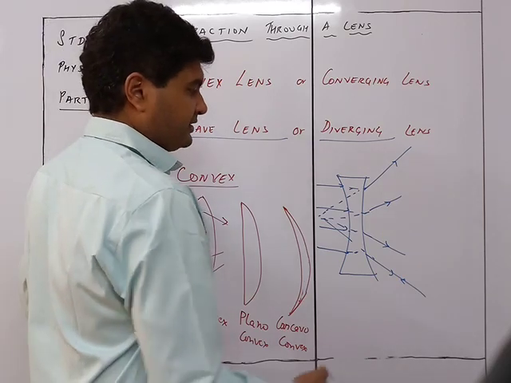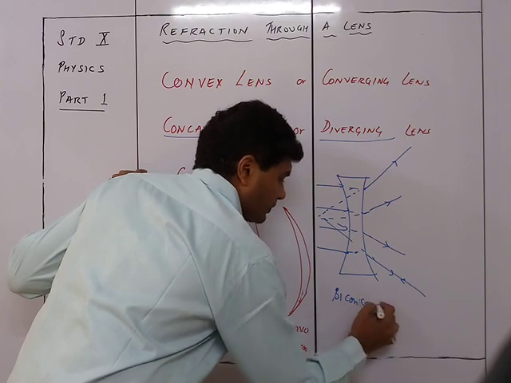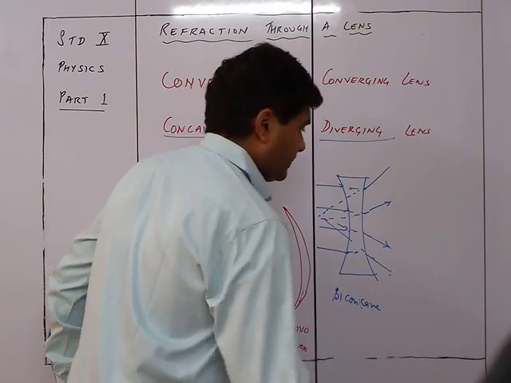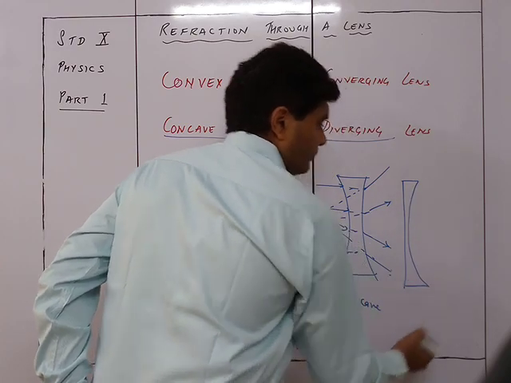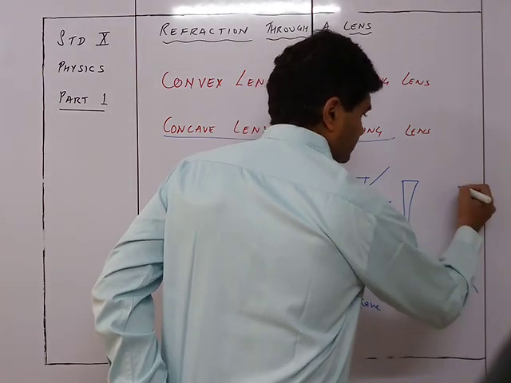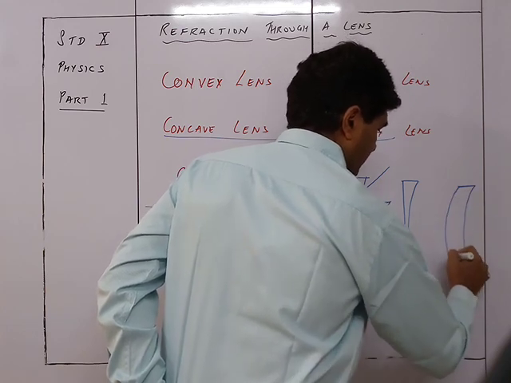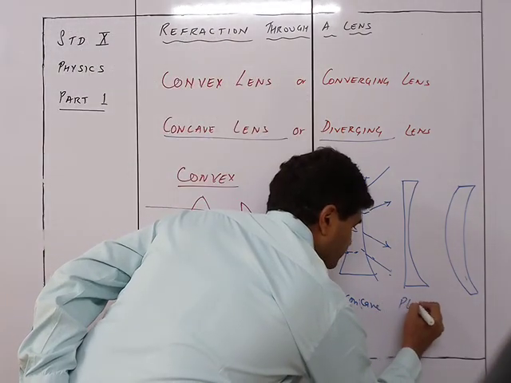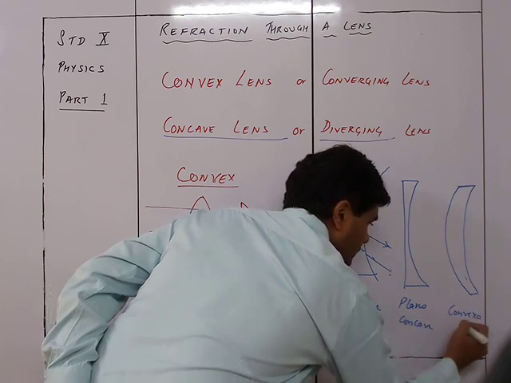Again, there are three types. This is biconcave. The other one would obviously be plano concave. So a plano concave would be like this. And then the convexo concave will be like this. Okay, so this is plano concave, this is convexo concave.